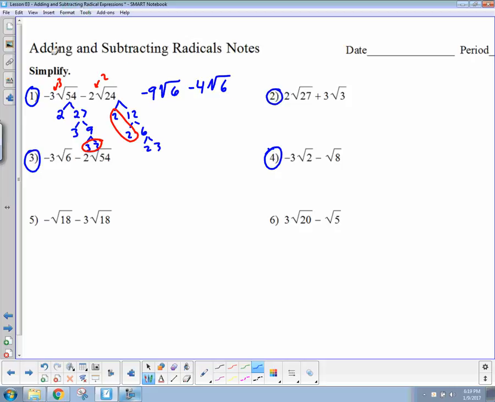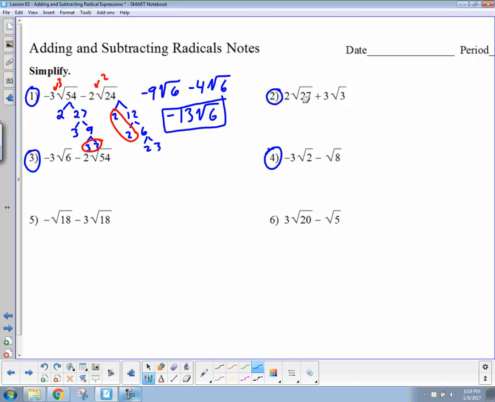Now, we're adding and subtracting. We need to think of this as like terms. Here's a root 6, here's a root 6. Think of it like apples and apples. Well, negative 9 minus 4 is going to be negative 13 root 6. That's it. Root 6, boom. Job done. That's it. We're still simplifying. If need be, we're still multiplying.